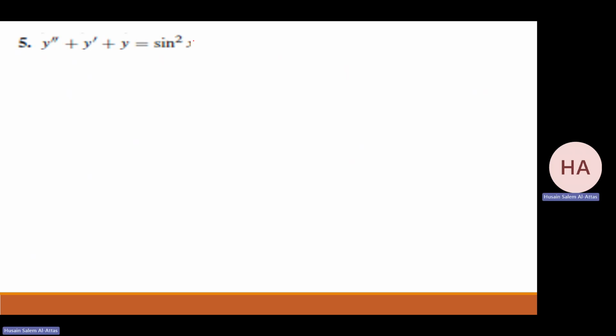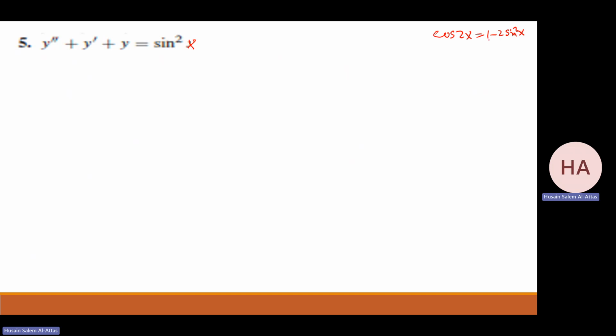This is sine square x. We cannot do sine square x unless I do a trick. I know that cosine 2x is 1 minus 2 sine square x. That will help me to do this one.